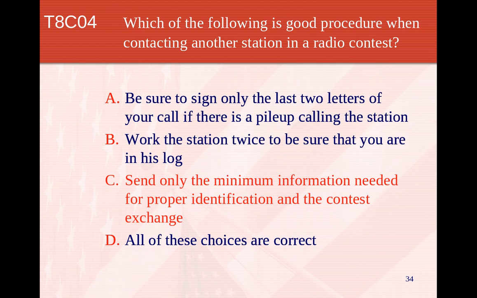You want to send the minimum information needed for proper identification and contest exchange. So for example, Field Day, our club call sign is N1IZ. So when I respond back, I'll say this is N1IZ. We are EMA 3A. What that means is EMA is Eastern Mass, and 3A was 3 stations on battery power. So that is the exchange.